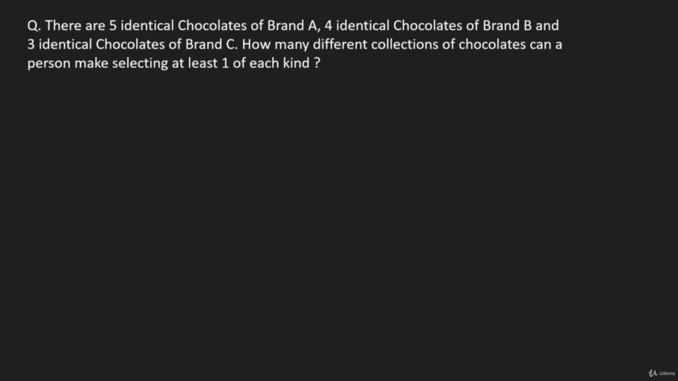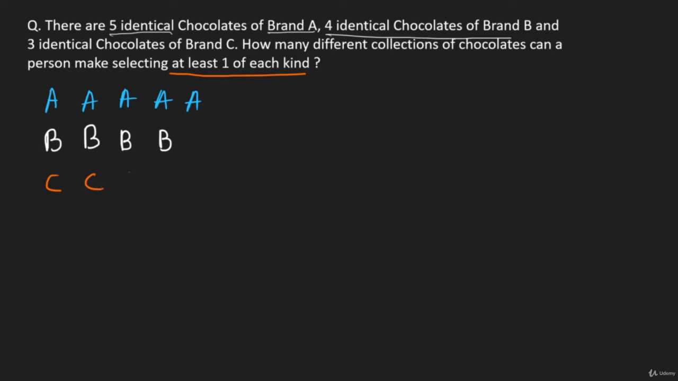Let's do it together. Over here, you need to select at least one chocolate of each kind. Now, it's mentioned that you have 5 identical chocolates of brand A. Let me denote this as A. You have 4 identical chocolates of brand B. Let me denote that over here. And similarly, you have 3 identical chocolates of brand C. Alright, now you need to select at least one of each kind, right?